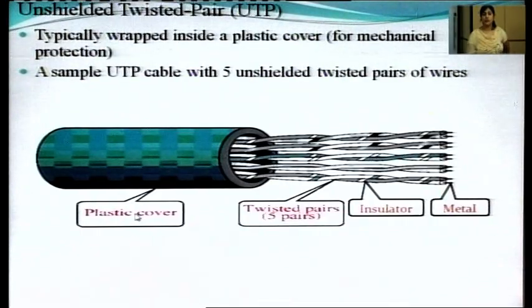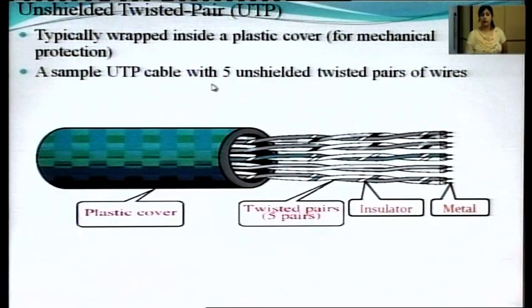Now next is the unshielded twisted pair cable, typically wrapped inside a plastic cover. This is the main cable that we usually prefer to form a network. This cable is usually used for the networks. This is unshielded twisted pair, means typically wrapped inside a plastic cover for mechanical protection.